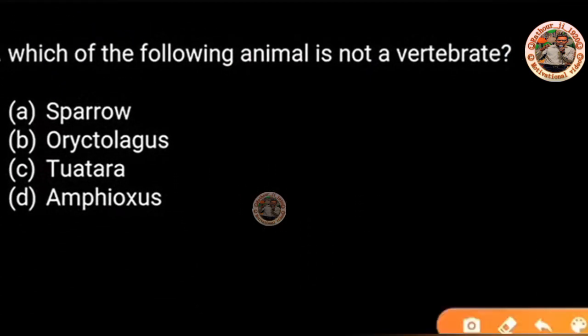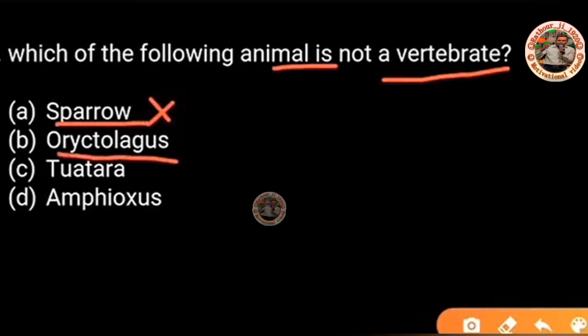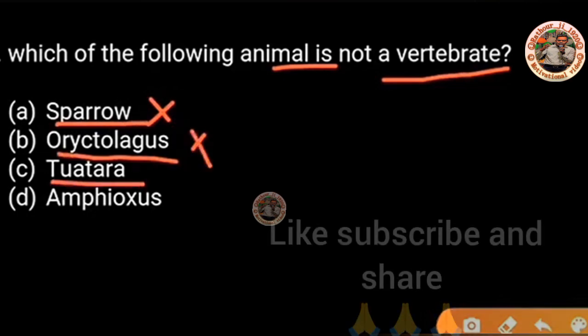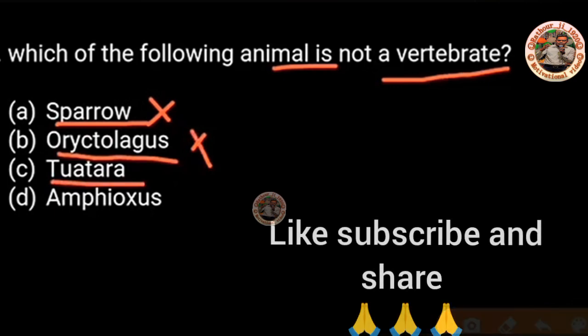Question 10. Which of the following animal is not a vertebrate? Option A, sparrow. Sparrow is a bird, so it is a vertebrate. Option B is Oryctolagus. Oryctolagus is the scientific name of rabbit, so it is also incorrect. Option C, Tuatara. The scientific name of Tuatara is Sphenodon punctatus. It is present in New Zealand. It is also a reptile, so this option is also incorrect.